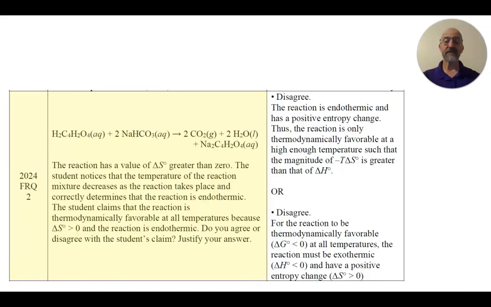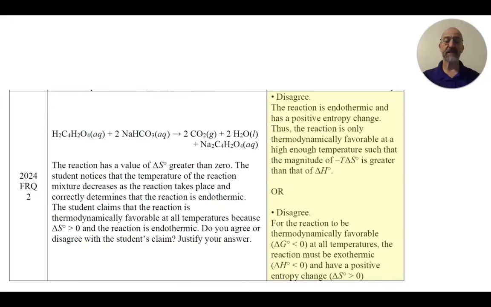Positive delta S, positive delta H because it's endothermic, and this is the answer. I would disagree with the student's claim that the reaction is thermodynamically favorable at all temperatures. And here's why. The reaction is only thermodynamically favorable at a high enough temperature such that the magnitude of T delta S is greater than that of delta H. So again, focusing on the equation, delta G equals delta H minus T delta S.